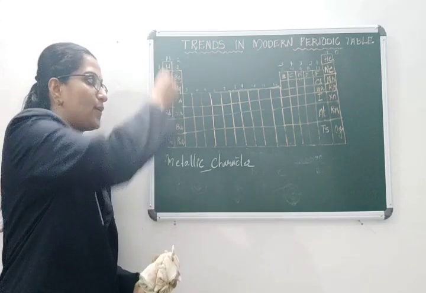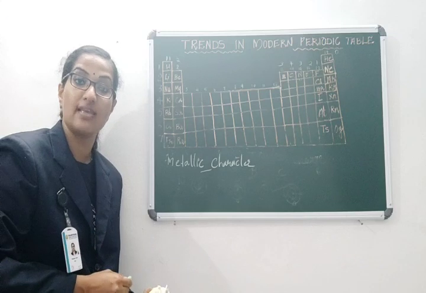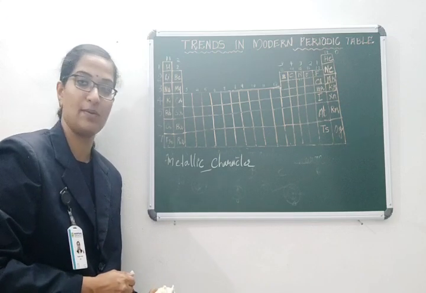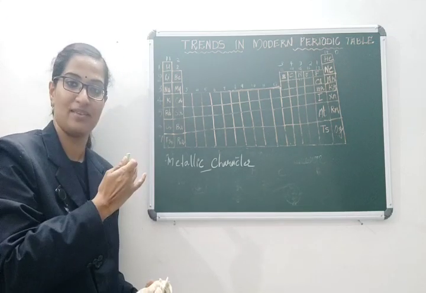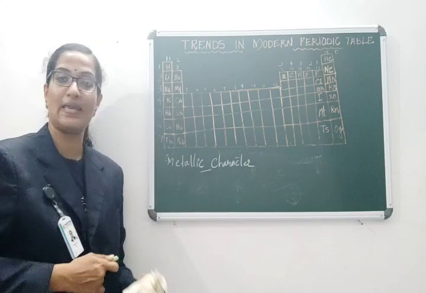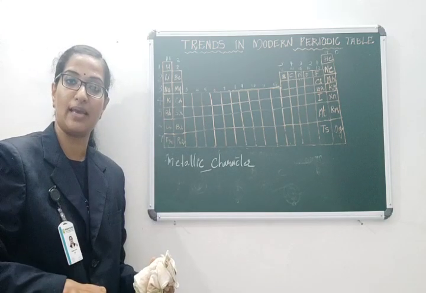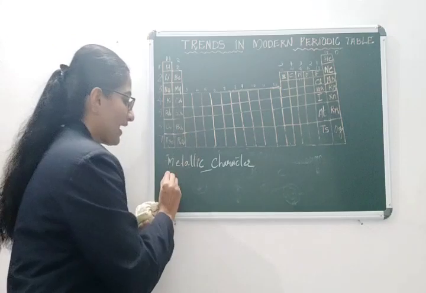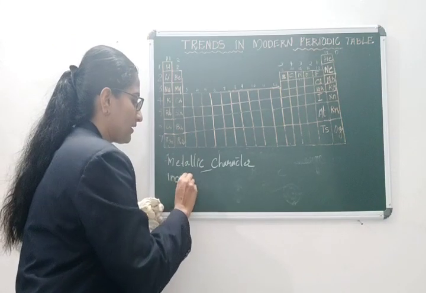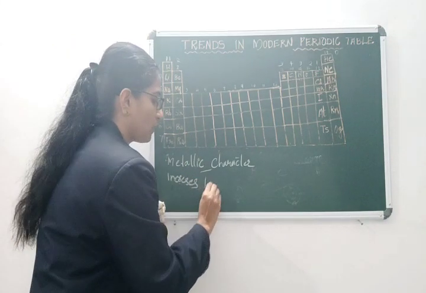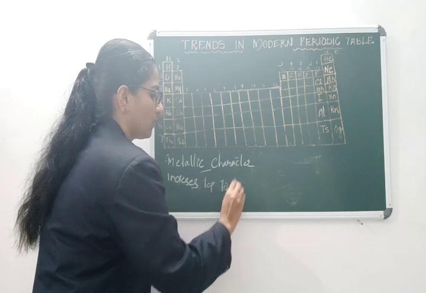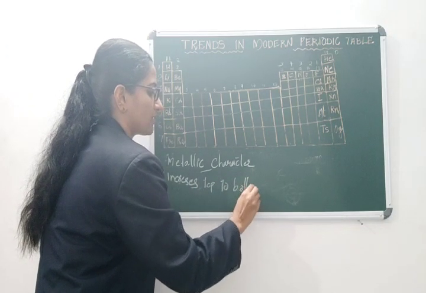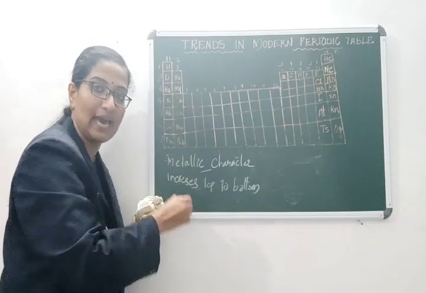You have learned that group-wise atomic size increases, and as a result the number of shells increases. What happens to the metallic character? The metallic character increases from top to bottom. Top to bottom means group-wise. Group-wise, metallic character increases.